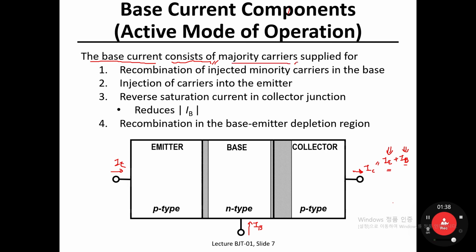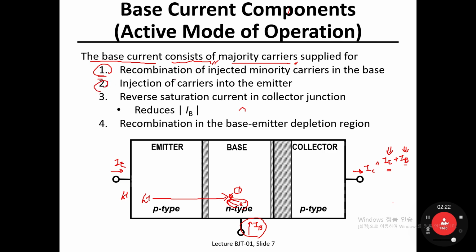Number one, majority carriers supplied for recombination of injected minority carriers in the base. Here the holes from the emitter have been injected into the base side, and many electrons would be recombined with the injected holes. So this is number one: recombination of injected minority carriers in the base. To do recombination with the injected holes, the electrons should move, so this electron movement would be part of the base current.